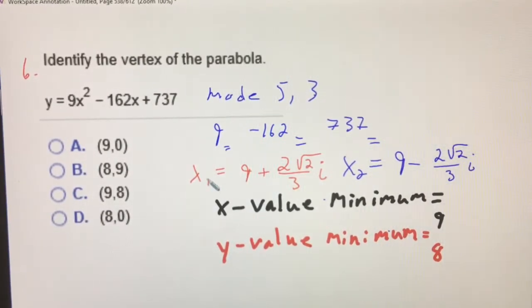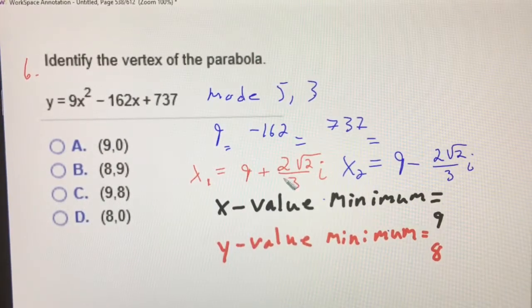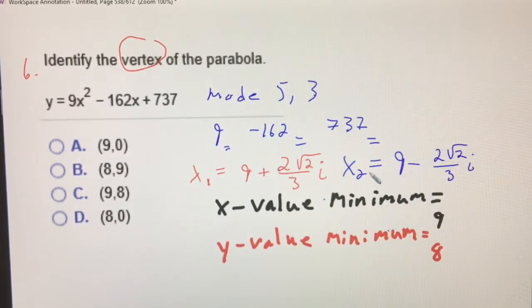Then I'm going to hit equals, and I'm going to get an x sub 1 value. And that's not what I'm looking for. I'm looking for the vertex. This is a root, and it's an imaginary root. Then x sub 2 will equal the other version of that. 9 minus 2 root 2 over 3i. I'm not looking for that.